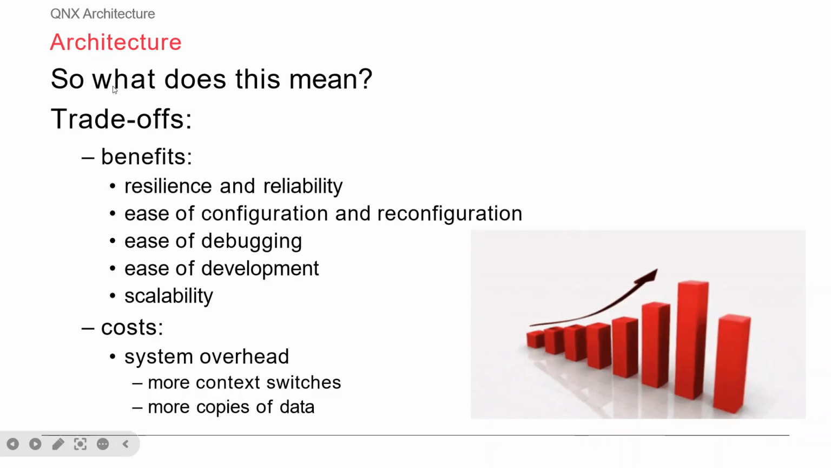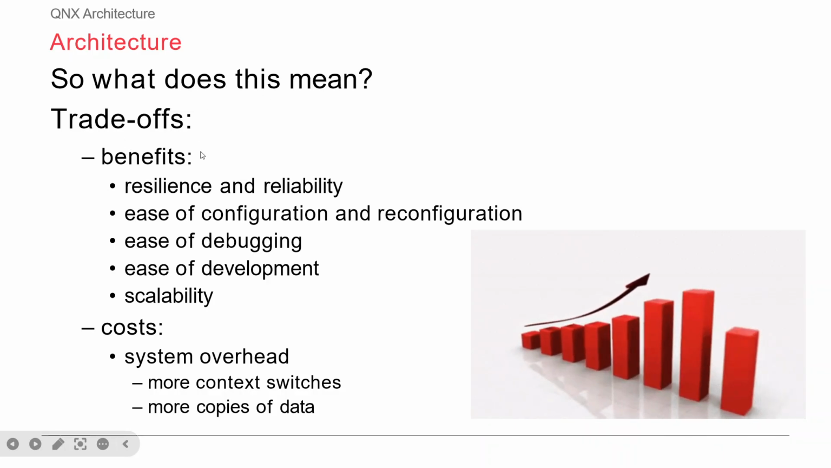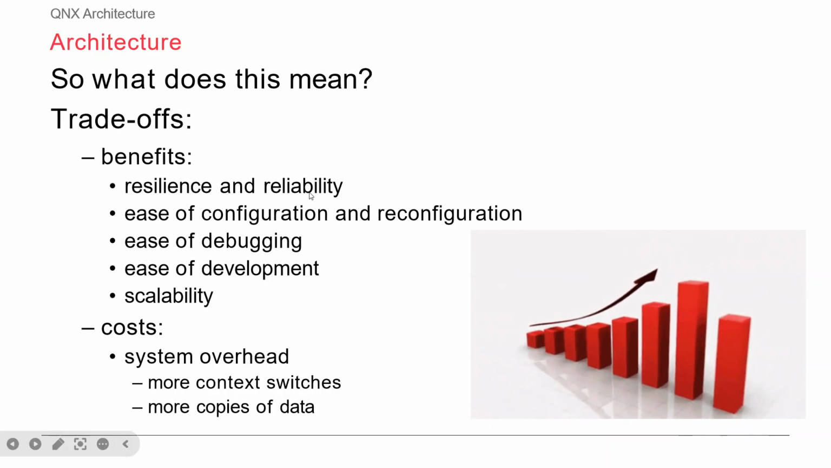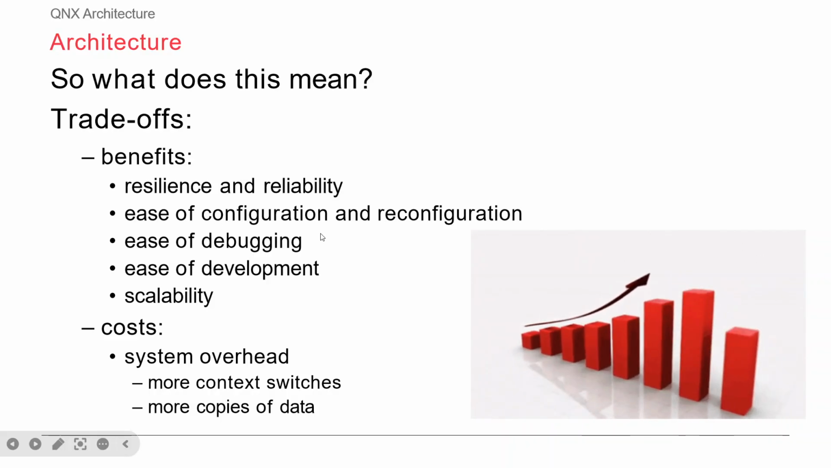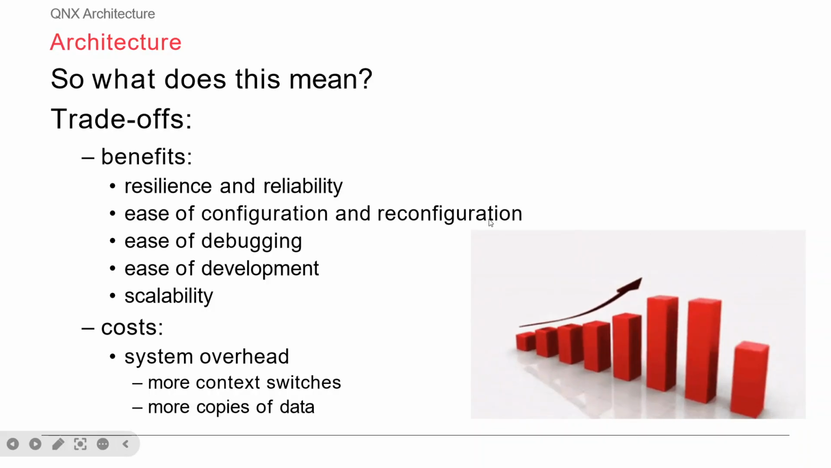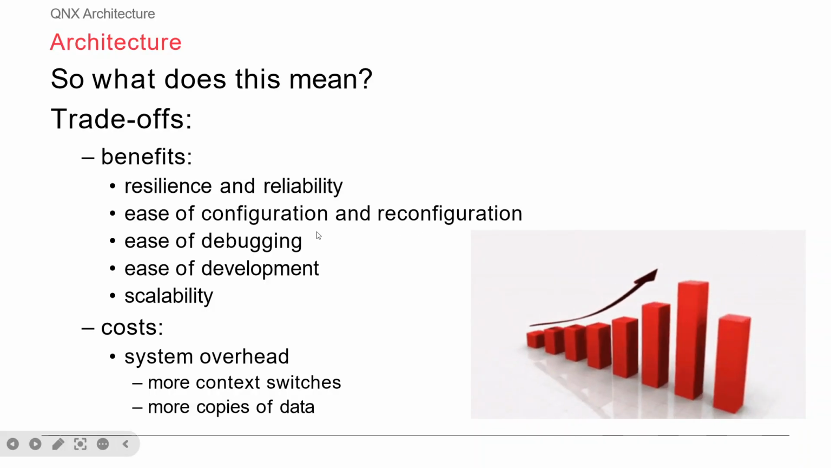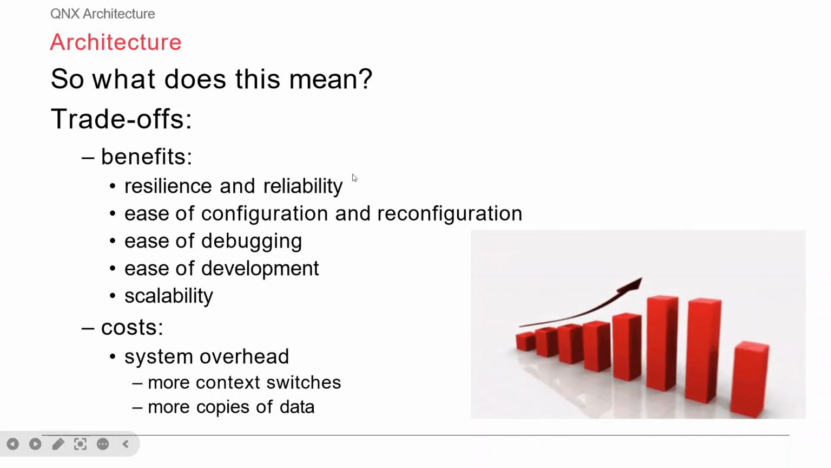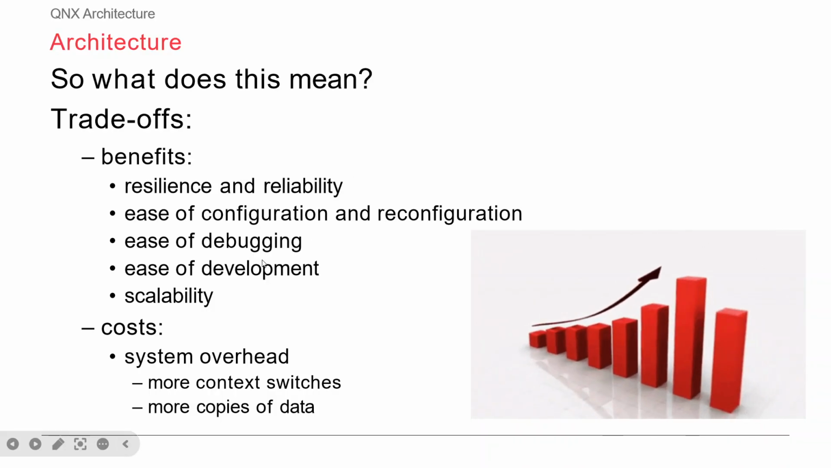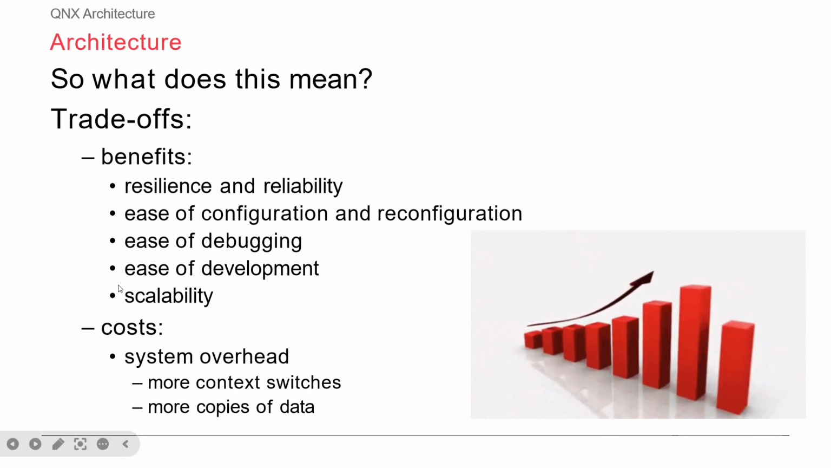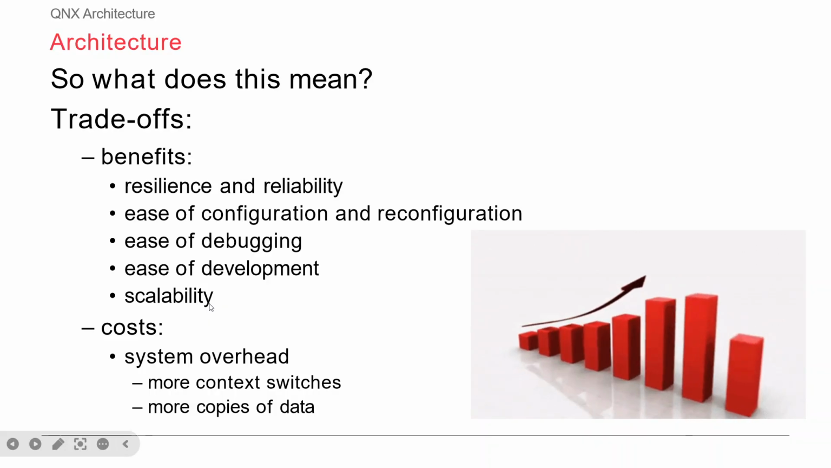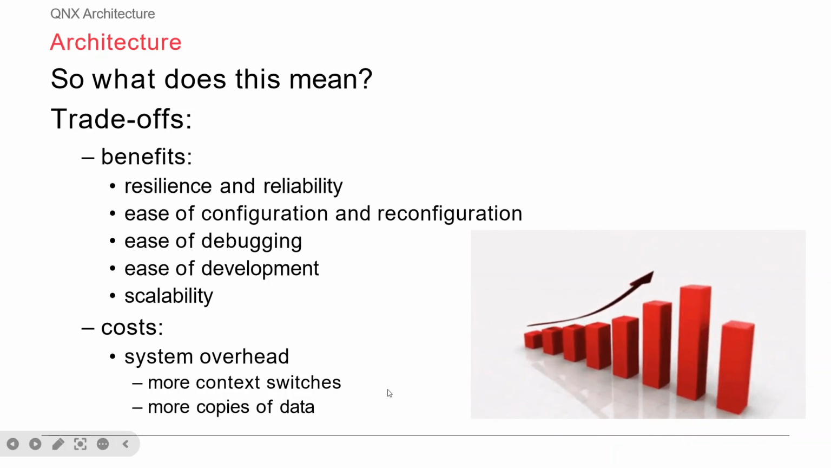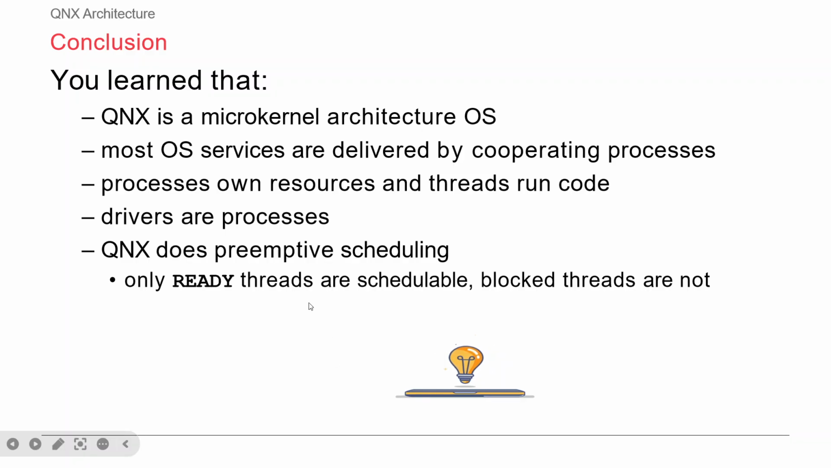So here the architecture involves a trade-off. We have a lot of benefits in the QNX system. It's a resilient and reliable architecture. You have ease of configuration and also reconfiguration, and debugging is also very easy because each and every process is separated from the kernel, and ease of development is also possible. We can develop small modules and combine them. Cost-wise, there is overhead: more context switches, and more copies of data.